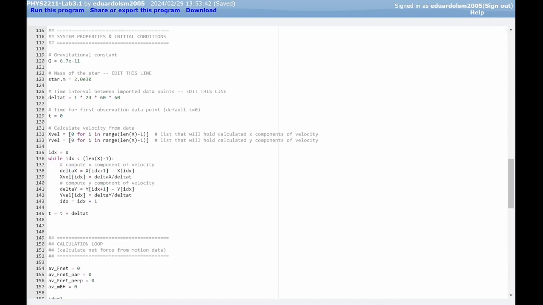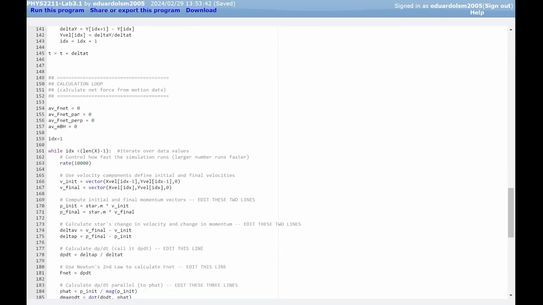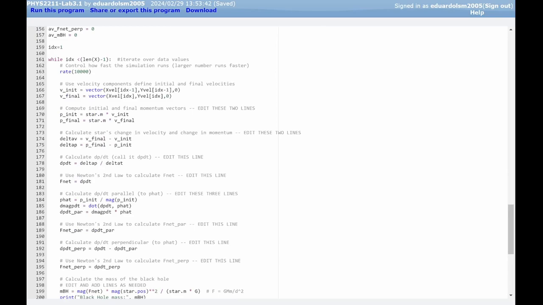This is my code for the first part of the lab. Here I use a time interval of 1 day between each imported data point. And when we scroll down here, we can see how I made the simulation work. I just get the initial and final velocities of each time step, multiply by the star's mass and calculate the respective momentums, find the difference between them, and with that calculate the rate of change of the momentum.